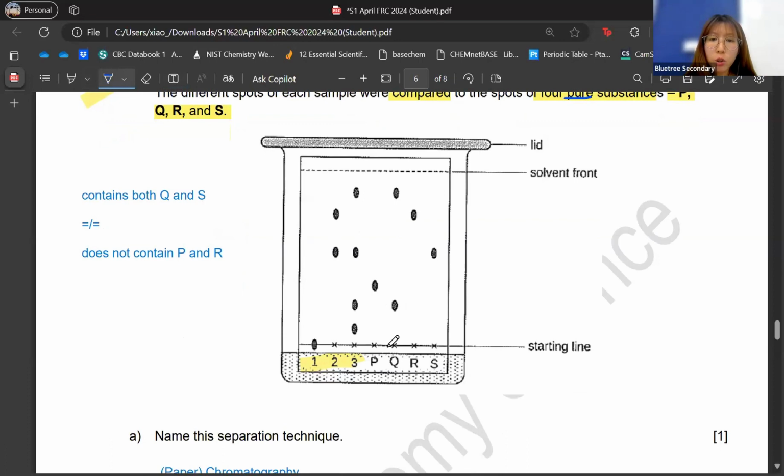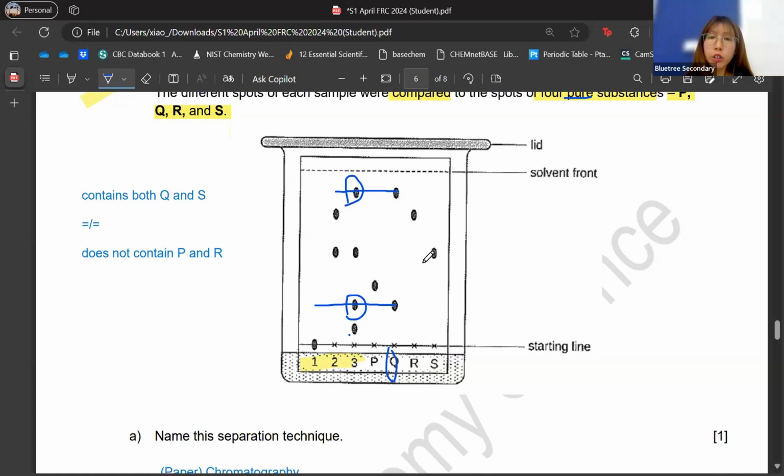Okay, so let's go and look at the sample. My focus will be Q and S. So looking at Q, this is the spot. Using your pencil or your index finger and with the help of your ruler to align, you can see that sample 3 contains the first spot of Q. Earlier on, we already know Q has a second spot, so we need to check whether sample 3 also contains the second spot of Q. And indeed, it does.